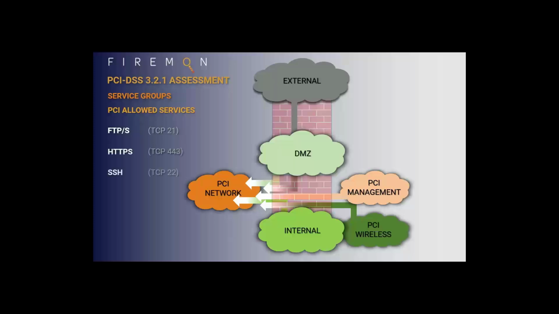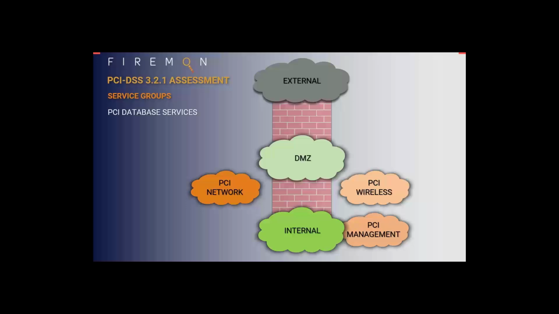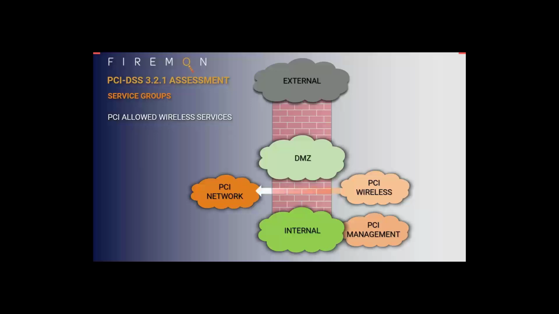The default services in this group are FTPS, HTTPS, SSH, and Secure Telnet. The PCI Database Services group specifies protocols permitted from the PCI DMZ compliance zone into the PCI network zone. The default services in this group are MSSQL, or TCP 1434, and PostgreSQL, or TCP 5432. The PCI Allowed Wireless Services group specifies protocols that are permitted from the PCI Wireless compliance zone into the PCI network zone. The default service in this group is SSH, or TCP/22.